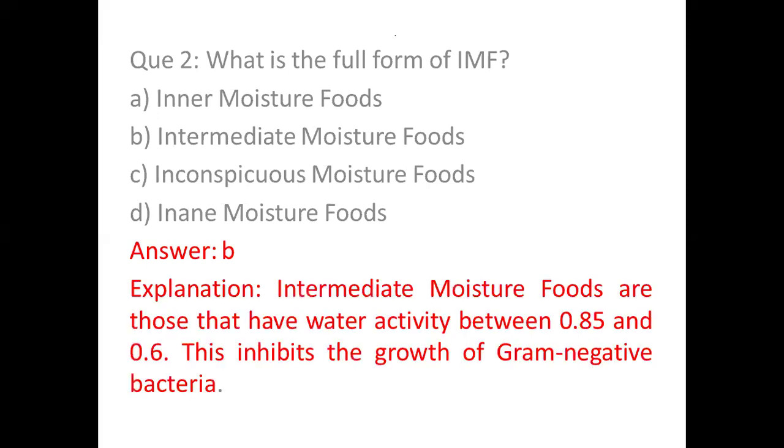So intermediate moisture foods are those that have water activity between 0.85 and 0.6. So this inhibits the growth of gram-negative bacteria. The more the water activity, the more will be the microbial growth, because free water will allow microorganisms to proliferate.